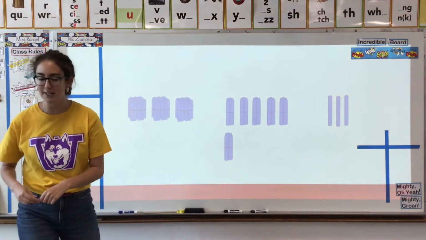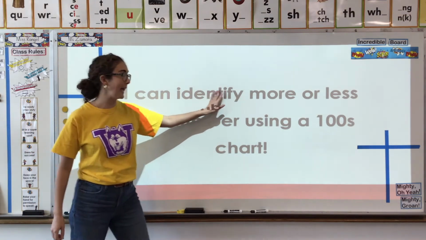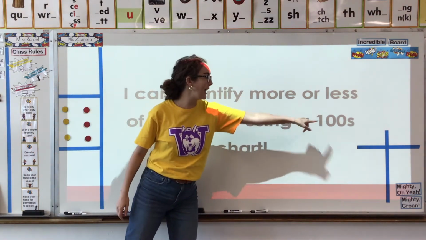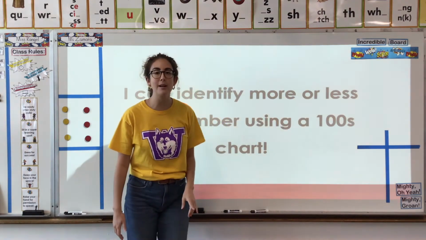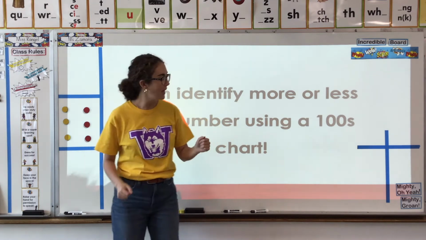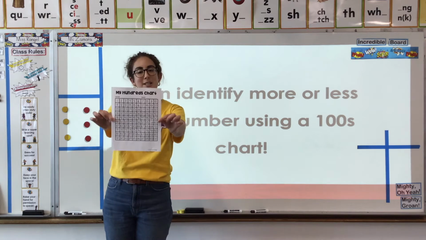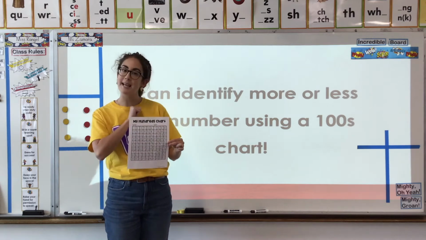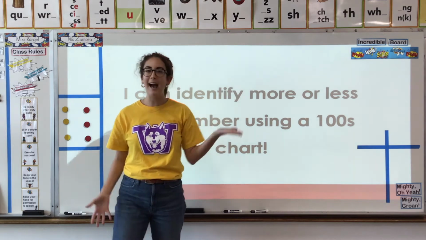Okay, let's look at our learning target for today. It says, I can identify more or less of a number using a hundreds chart. So we're talking about the super important math vocabulary terms, more or less, and how that applies to our skill of skip counting. And we have our trusty tool today, my hundreds chart. So make sure you have this out because it's going to help guide us through the knowledge of more or less. So Super Scholars, let's talk about how these important terms have to do with our skip counting.